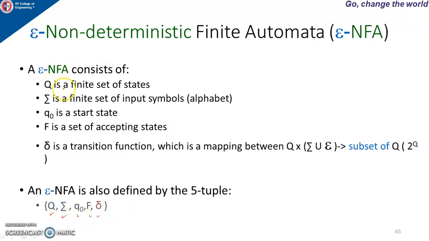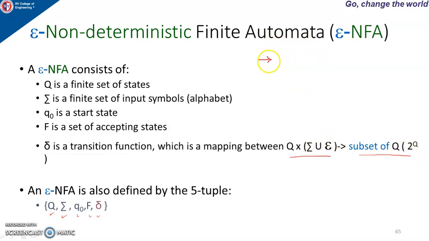Q will be the same as in NFA and DFA, a finite set of states, and sigma is a finite set of input symbols. Q naught is the start state, F is the final state, and delta is the transition function, which will be a mapping from Q cross sigma union null to a subset of 2 to the power Q. We will see why it is so.